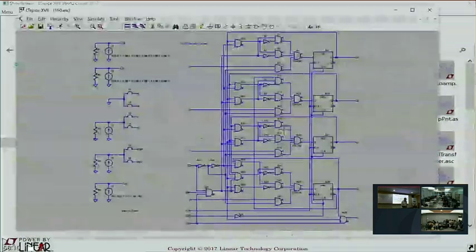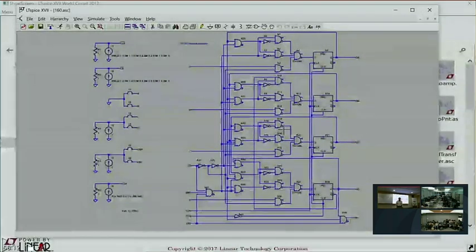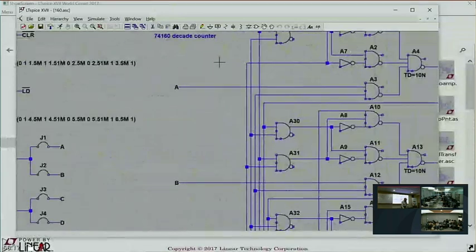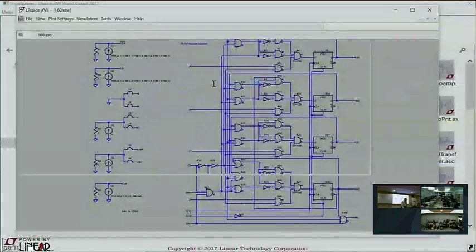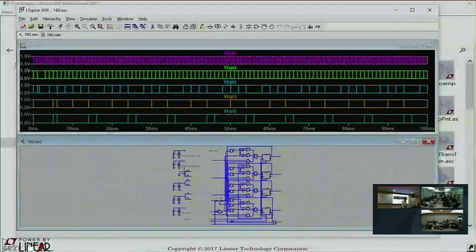LT-Spice is a mixed mode simulator, which means, among other things, you can draft with gates and flops. Here's the register level schematic of a 74-160 decade counter, and you can watch it count to 10 in BCD. Okay.